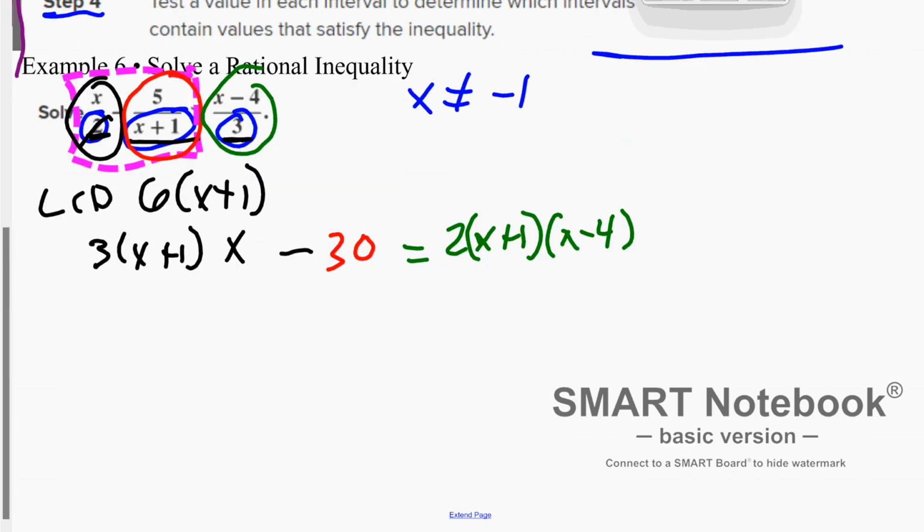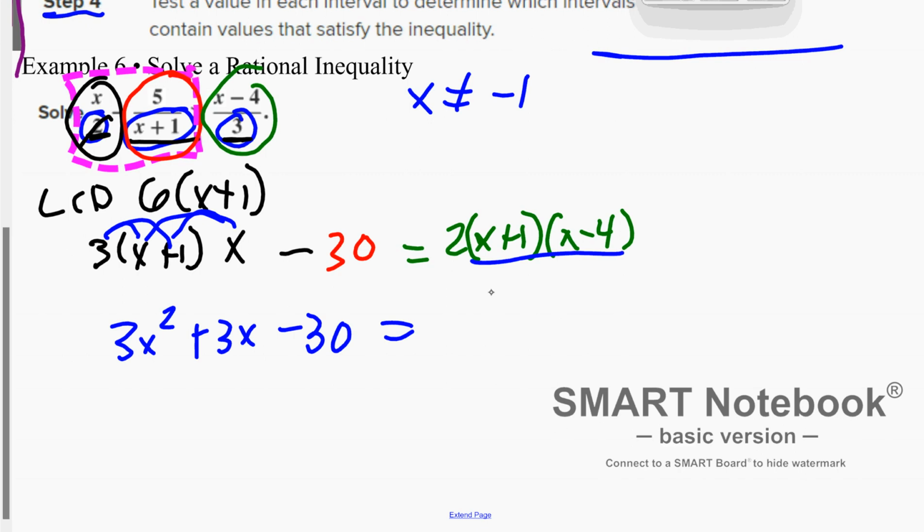Okay, so then we just simplify here. I'm going to take the 3 and distribute it to the x and the 1. So that would just be 3x squared plus 3x minus 30 equals, here we're going to FOIL that out and then distribute the 2. So that'd be x squared minus 3x minus 4, and then distribute this 2 to all three of those, and we get 2x squared minus 6x minus 8. And now we can set this equal to 0 and solve.